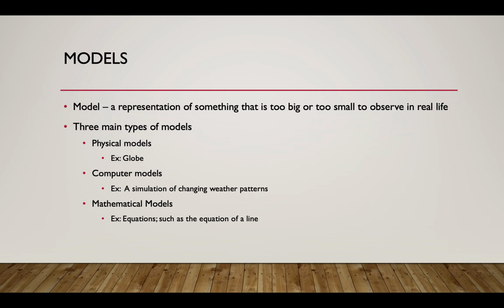Models. A model is a representation of something that is too big or too small, or sometimes even too expensive to observe in real life. There are three main types of models. The first one is physical models, for example, a globe. Next is computer models, an example being a simulation of changing weather patterns.